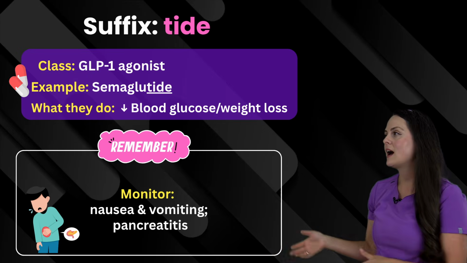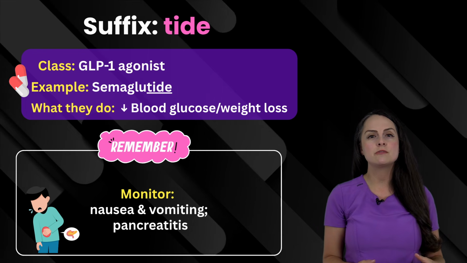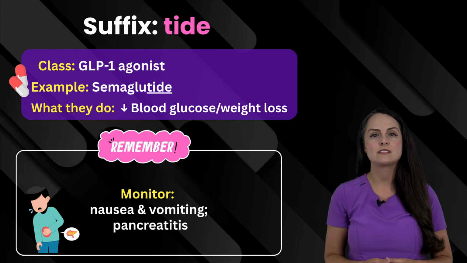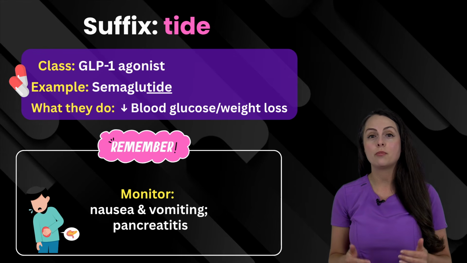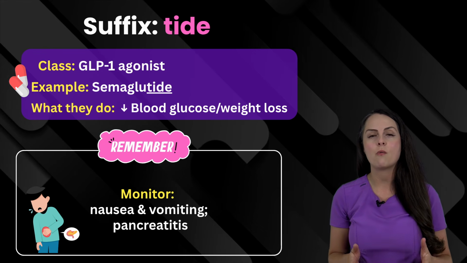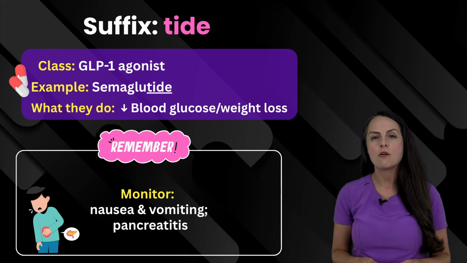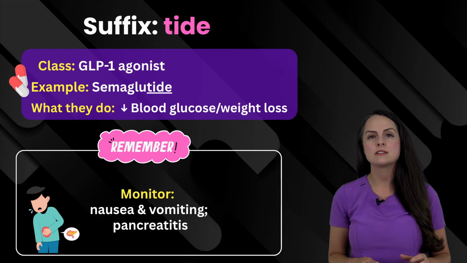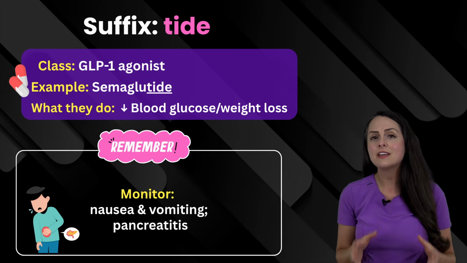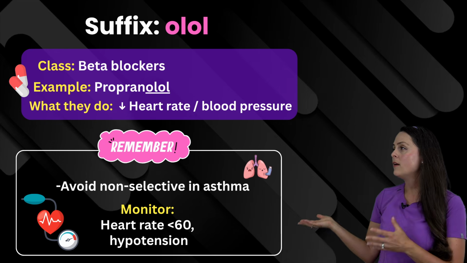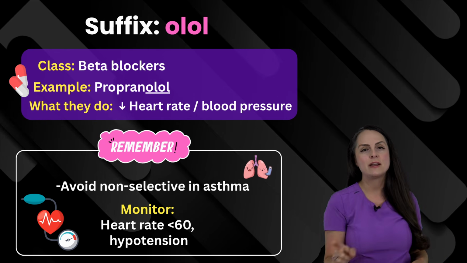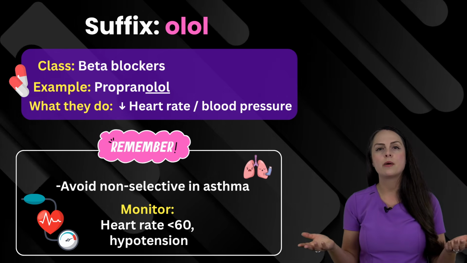Then we have -tide. This suffix belongs to the GLP-1 agonists, for instance, like semaglutide. These medications are going to help control blood glucose levels and promote weight loss. Some big things you have to watch out for with this class is that they can cause some GI upset, leading to nausea, vomiting, diarrhea, so you really want to monitor your patient's hydration status, and they could affect the pancreas, leading to pancreatitis.